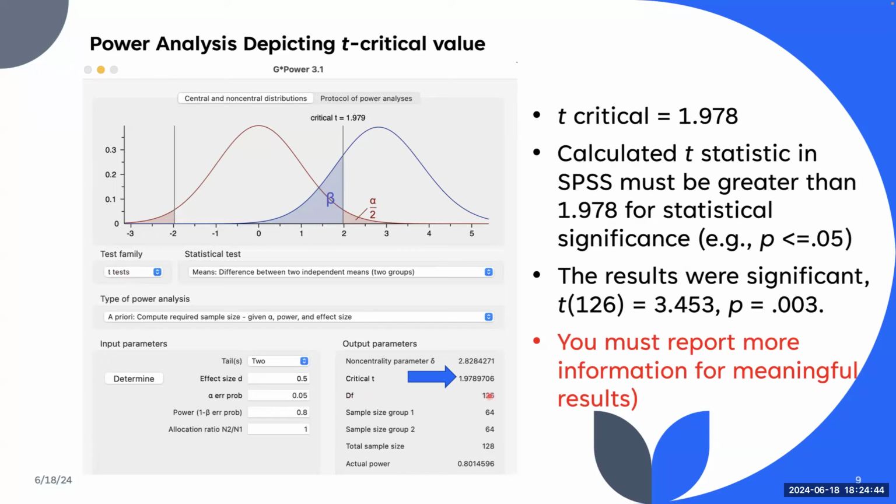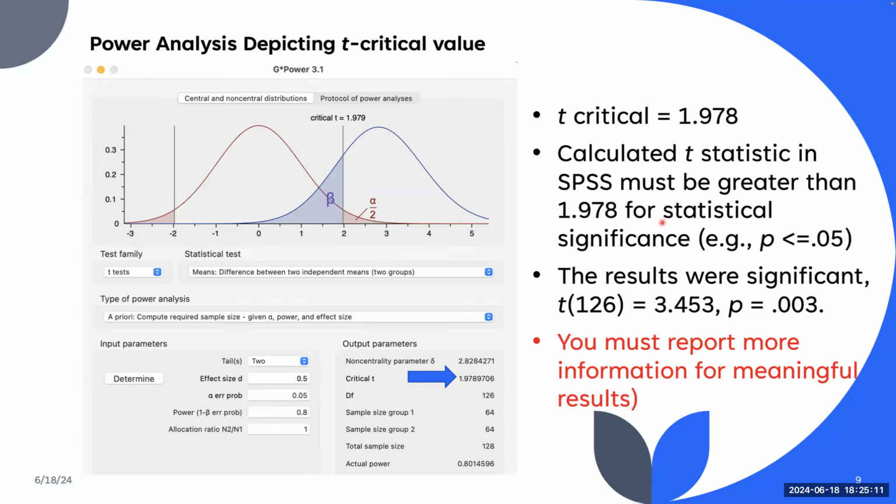So that's n minus 2. So you see the total sample. So it knows, and you're going to put it in here, and you see it lets us know. So now when we run the results right here, the T critical is 1.979. So when you run your t-test, your calculated t-value must be greater than 1.979 for significance.